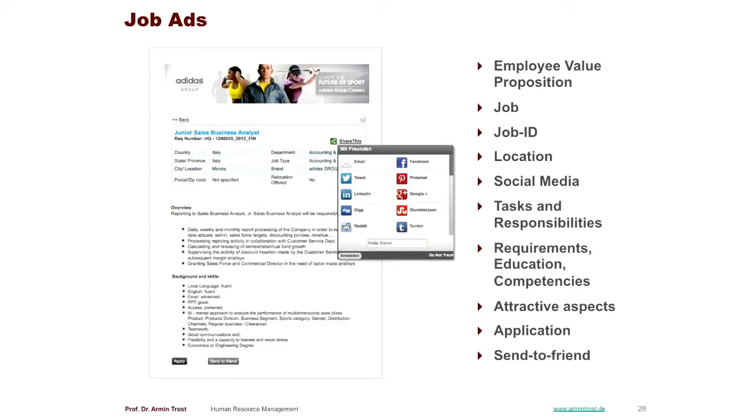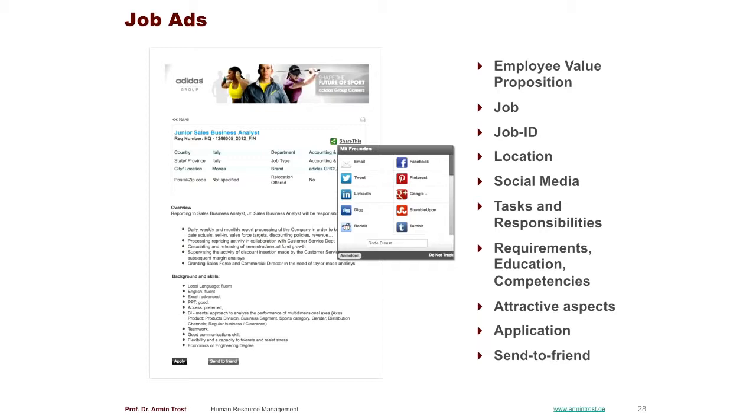Okay, so this is how job ads look. I don't have to tell you what a job ad is, just indicating real quick the typical elements of a job ad. What we have nowadays on a modern job ad is an employee value proposition. We're going to talk about this concept in much detail in the upcoming session. But at this point, it's a promise.